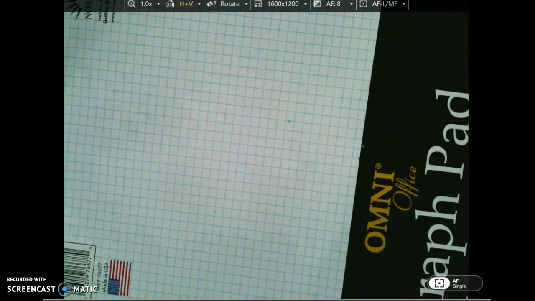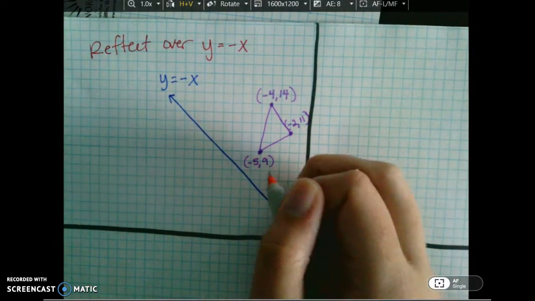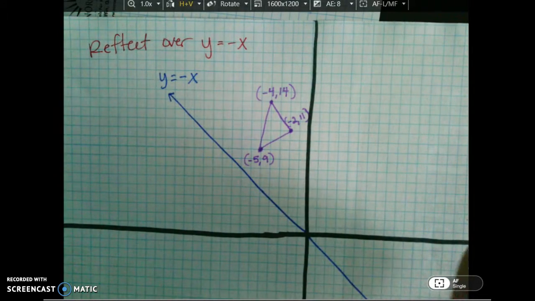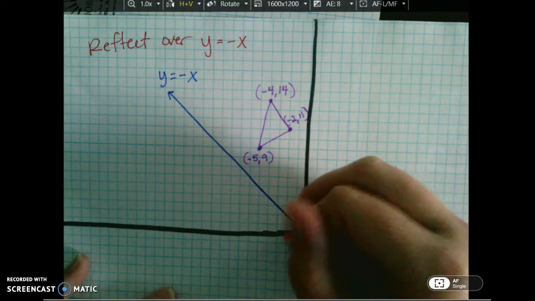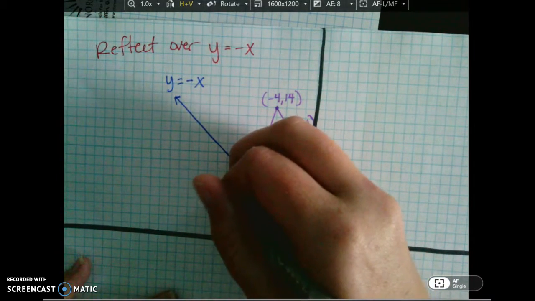Now what about the other way? What if I reflect over the line y equals negative x? When this happens, not only do they change places, they also change signs. So what I mean by that is I have the point negative 5, 9. If they change places, that makes 9, negative 5, but I also need them to change signs. So that means I need negative 9, positive 5. So if I go negative 9, positive 5, that new point is here.